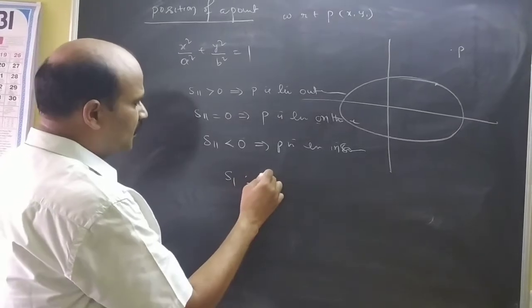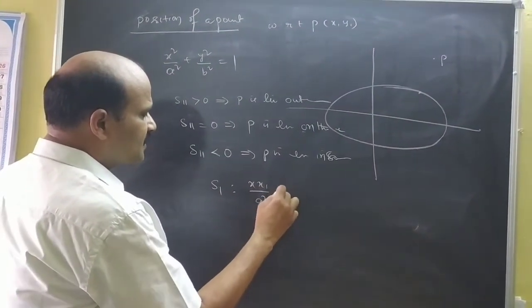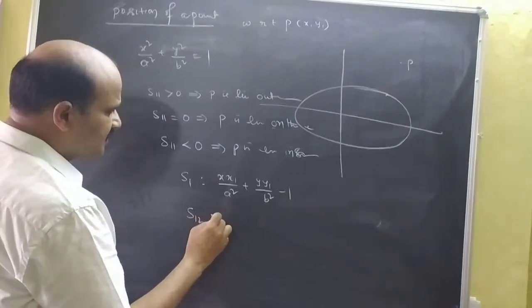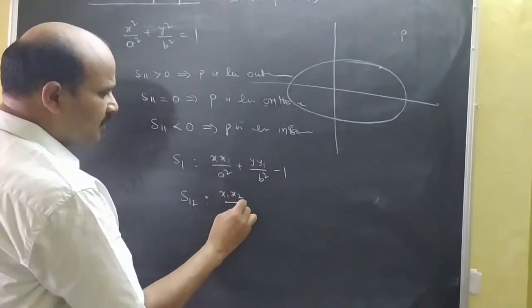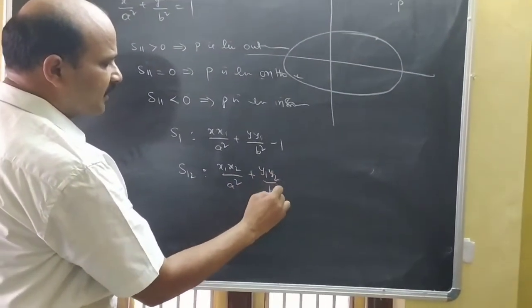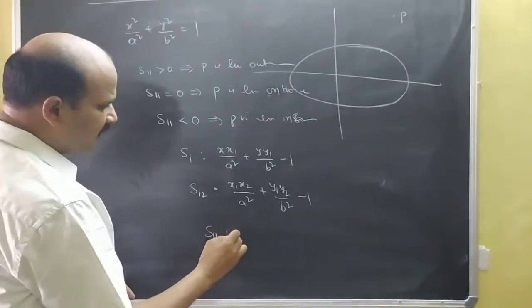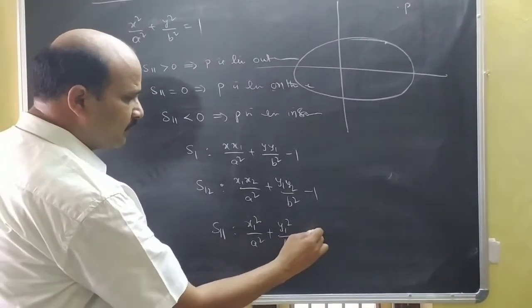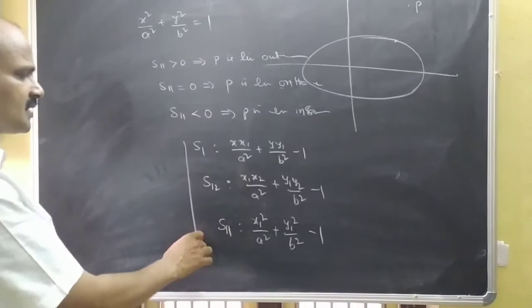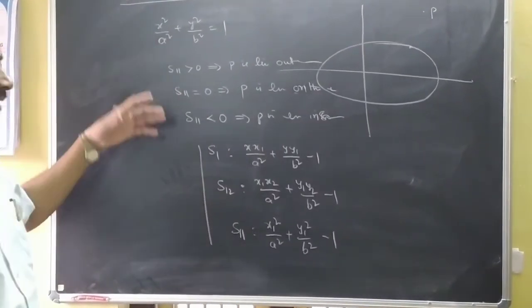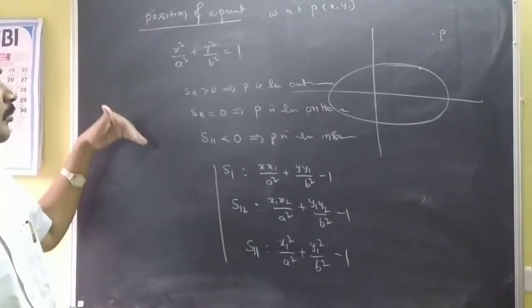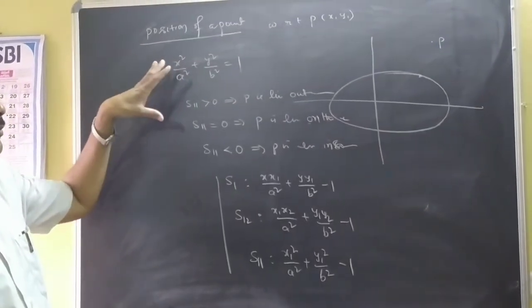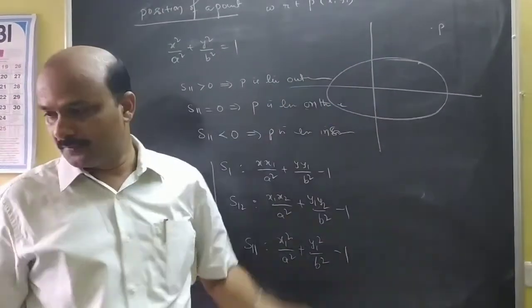So already we know what is S1. S1 means x x1 by A square plus y y1 by B square minus 1. And S12 is x1 x2 by A square plus y1 y2 by B square minus 1. S11 means x1 square by A square plus y1 square by B square minus 1. So these are the notations already, same as for circle and parabola; even for ellipse we are using the same notations. Now this is the position of the points with respect to the ellipse.